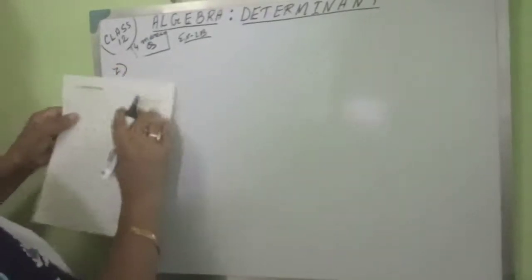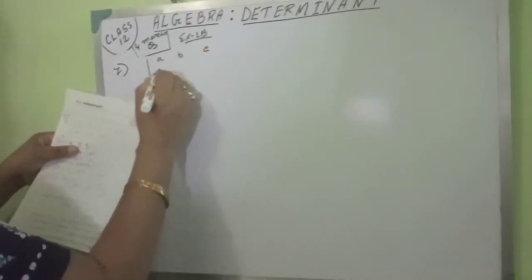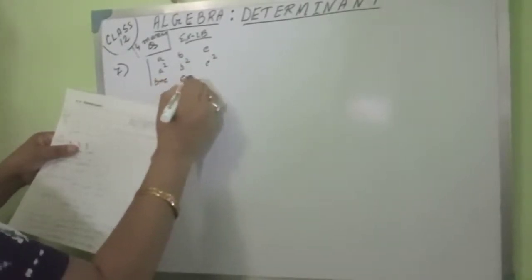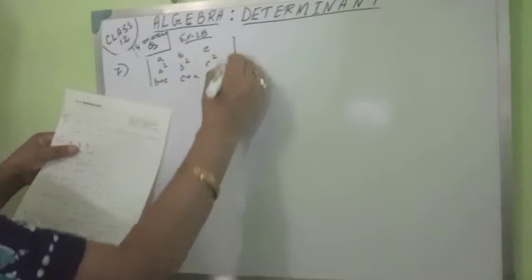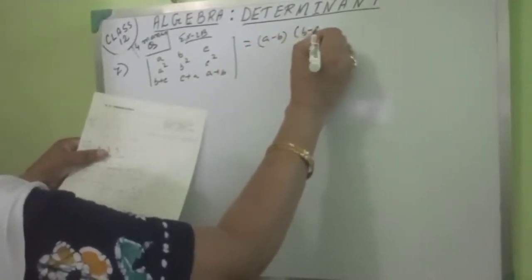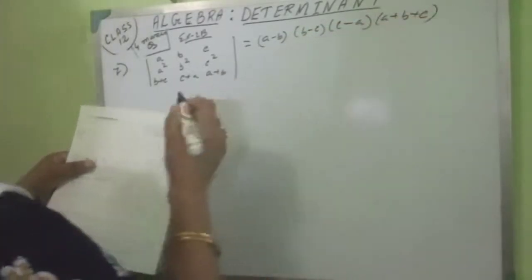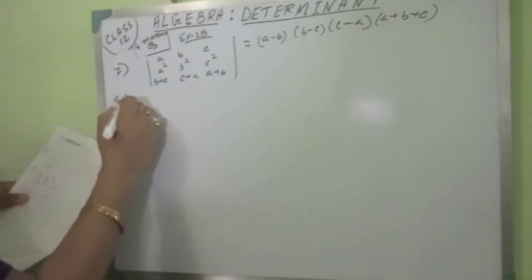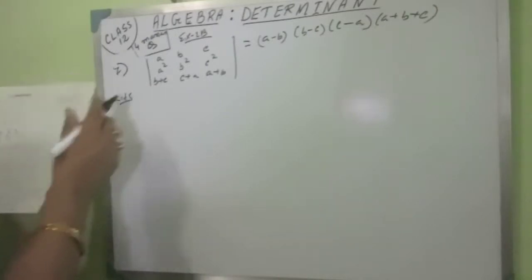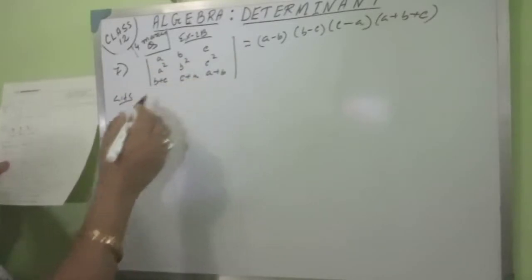Sum number 7. What's the question? A, B, C, A square, B square, C square, B plus C, C plus A, A plus B. And the factors are A minus B, B minus C, C minus A, and A plus B plus C. 4 factors. We have to prove this. Again we will start from the left hand side. So LHS equals this. Okay.